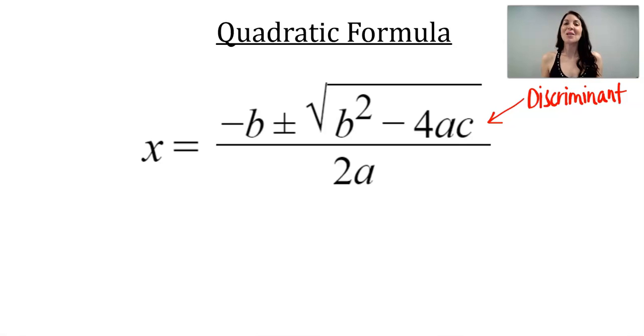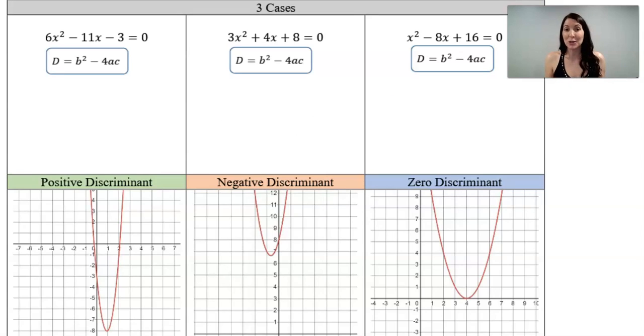This video is all about the discriminant. So first, what is the discriminant? Well, the discriminant is what is underneath the square root in the quadratic formula. And as you can see here, the discriminant is the expression b squared minus 4ac. Let's take a look at three cases of what your discriminant could be.